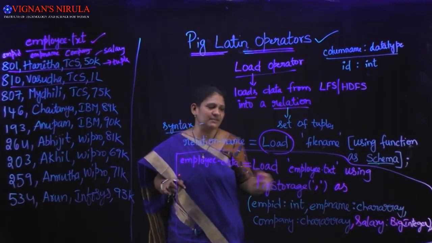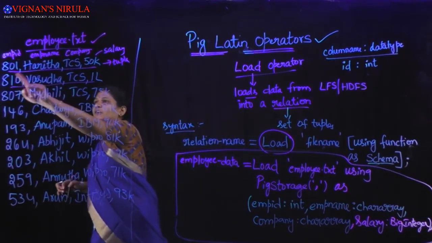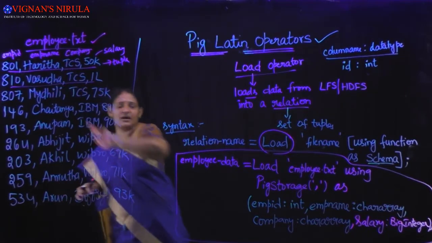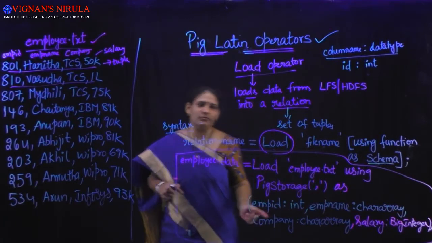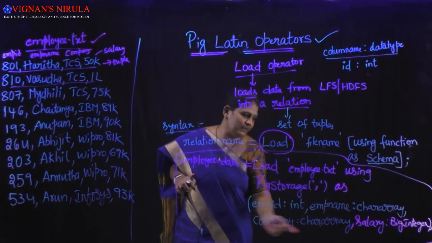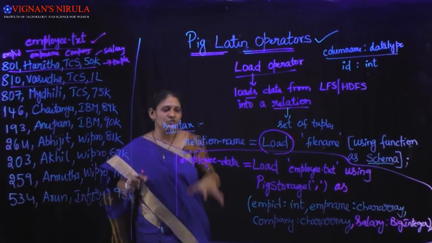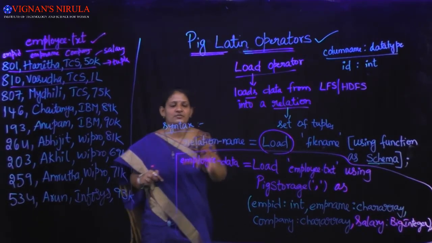Each field is separated by this particular character. If you observe, 801 and Harita are separated with a comma. Similarly, Harita and TCS are separated with a comma. So the delimiter I have to specify here. As schema I have to write, I have taken only 4 columns: employee ID, employee name, company, salary, and their types also I have to specify. With this, we have successfully loaded our data into this relation.